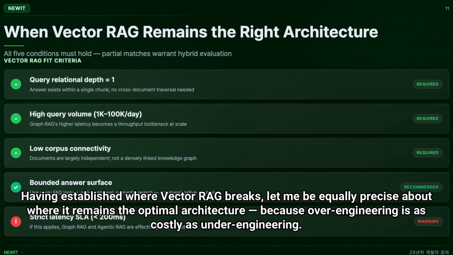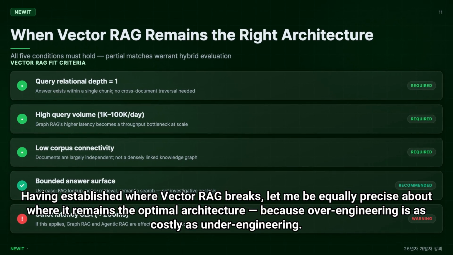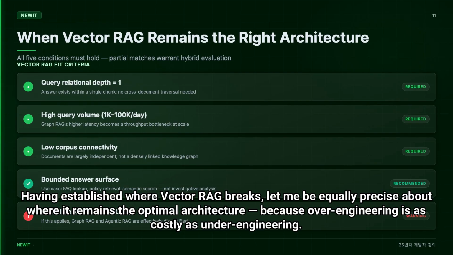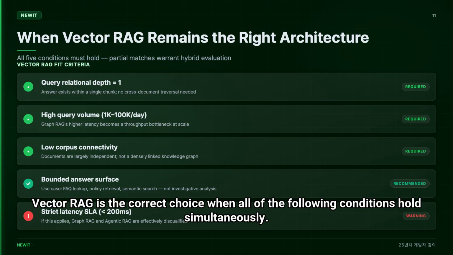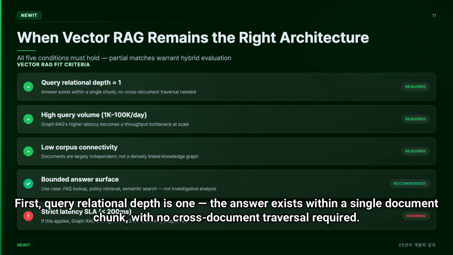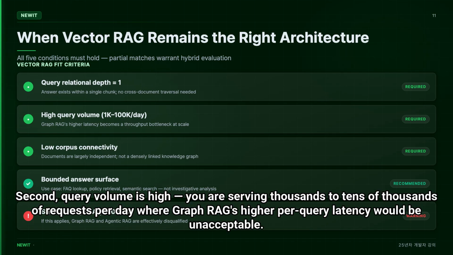Having established where vector RAG breaks, let me be equally precise about where it remains the optimal architecture, because over-engineering is as costly as under-engineering. Vector RAG is the correct choice when all of the following conditions hold simultaneously. First, query relational depth is 1. The answer exists within a single document chunk, with no cross-document traversal required. Second, query volume is high. You are serving thousands to tens of thousands of requests per day, where GraphRAG's higher per-query latency would be unacceptable.